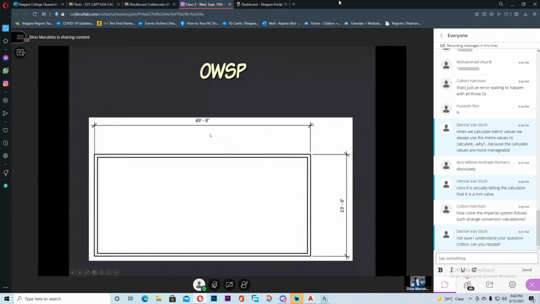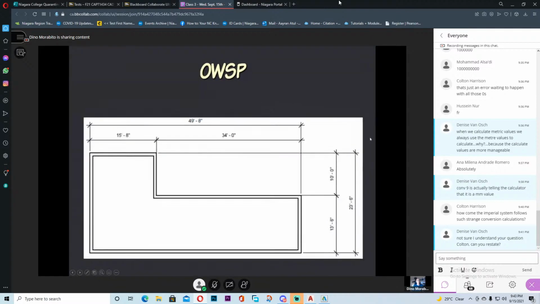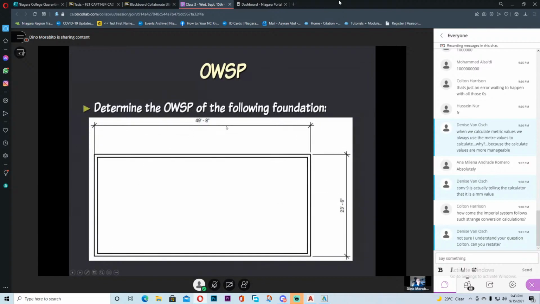What does that look like? Well, in this case, it's 49 foot 8 plus 23 foot 6 times 2, and that will give me the length around the outside of that building, that outside line. That'll be the calculated length. Okay, so determine the OWSP of that building. Oops, let me go back one. All right, 49 foot 8, 23 foot 6. Maybe you guys can run that through your calculator and throw up an answer in the chat here.